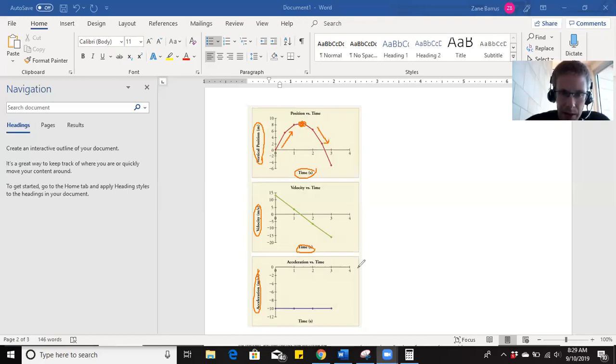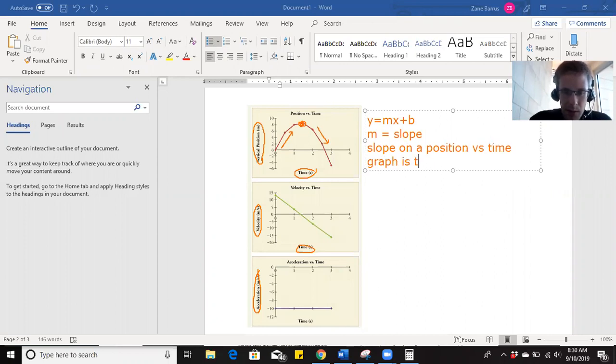Now, there are two important concepts I want you to pay attention to here. Remember that in Algebra 1, we had y equals mx plus b. M was our slope. Slope on a position versus time graph is the instantaneous velocity.